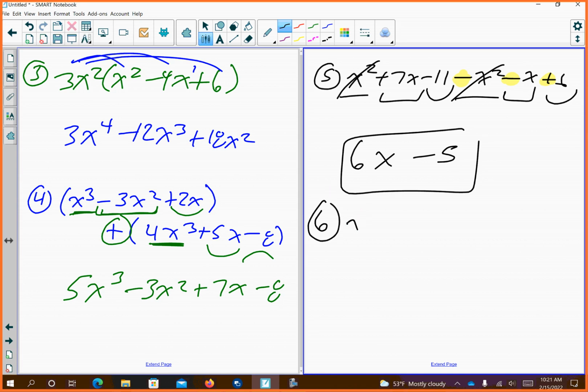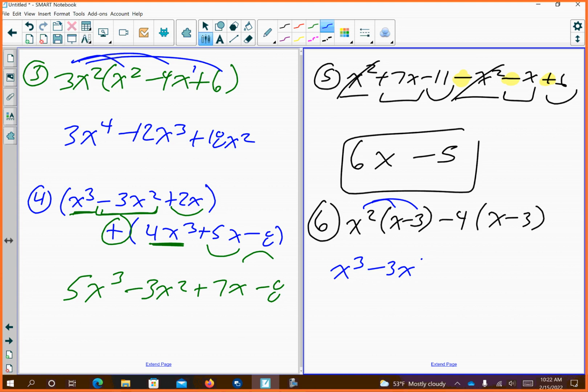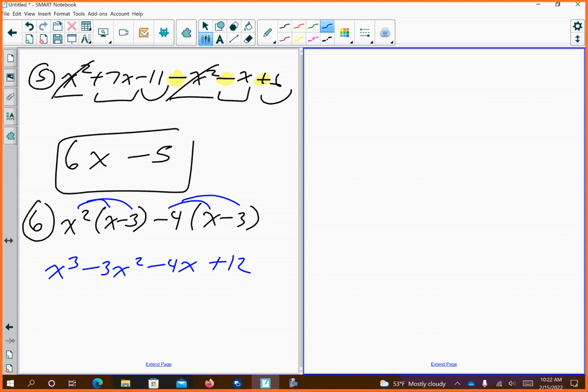Number 6, I have x squared and then x minus 3, minus 4, and then x minus 3. Okay, so we just want to combine like terms. So I'm going to distribute over here. That gives me x to the third minus 3x squared. Distribute negative 4. There's no like terms to add together because they all have different exponents. It's done. Is that okay?